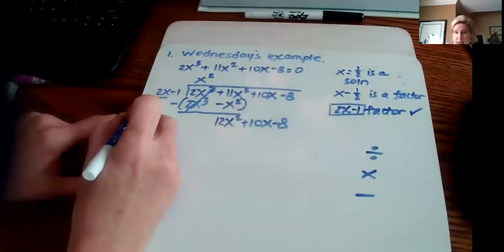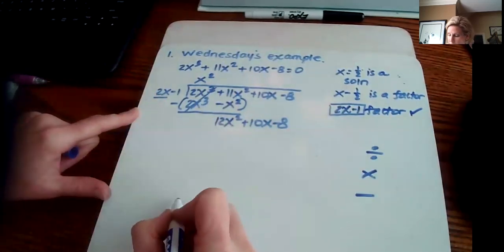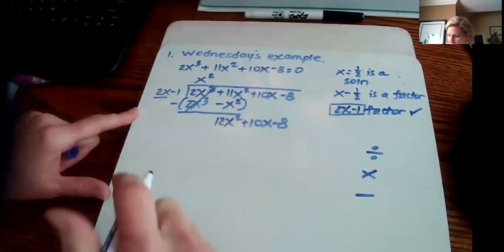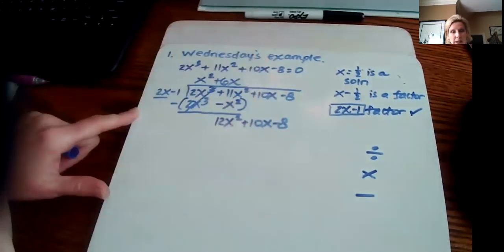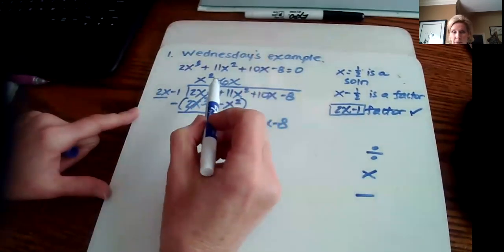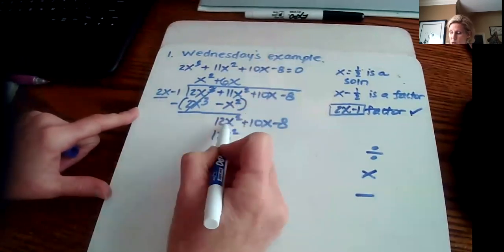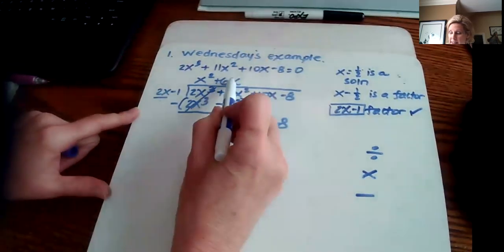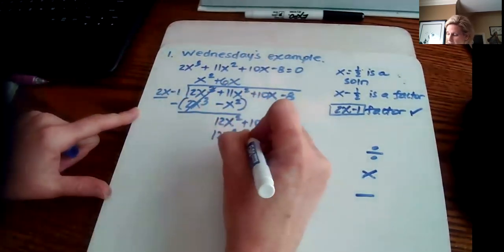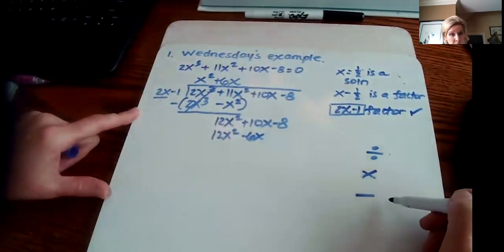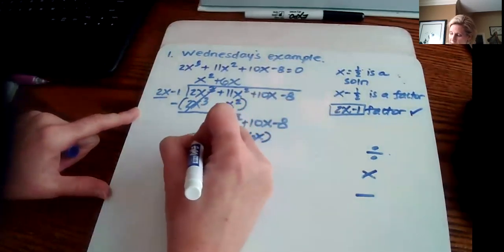At this point, take your 2x and divide it into 12x squared. If I said, what is 12x squared divided by 2x, would you see that it's 6x? So plus 6x is what you put here. Now remultiply. So 6x times 2x is 12x squared. These two are supposed to match. 6x times -1 is -6x. So we've done division, multiplication. It's time to do the subtraction part again. So I'm going to subtract.